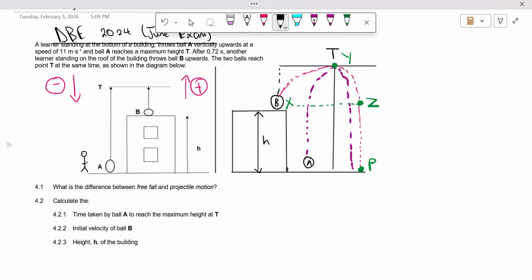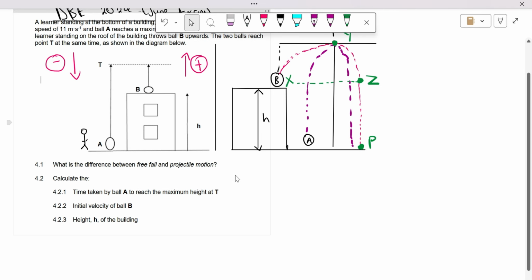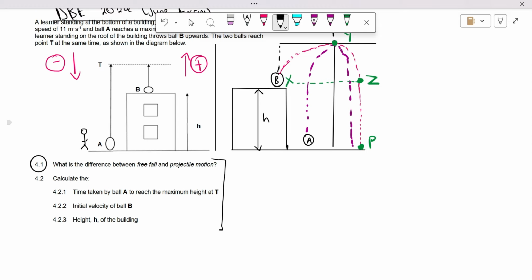Then they say to me, what is the difference between free fall and projectile motion? That is the first question. Remember, free fall is the motion of an object under the influence of gravitational force only. And then a projectile is an object that is given an initial velocity and moves under the influence of gravitational force only, right? Cool.